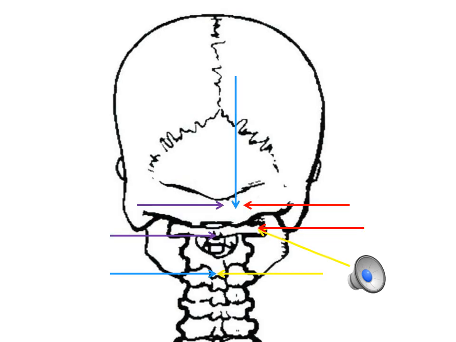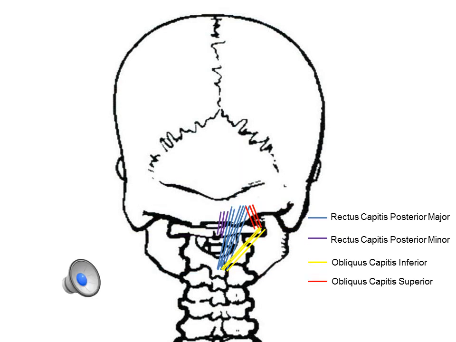Go ahead and draw in the muscles: rectus capitis posterior major in blue, rectus capitis posterior minor in purple, obliquus capitis superior in red, obliquus capitis inferior in yellow. How does your drawing compare to mine?